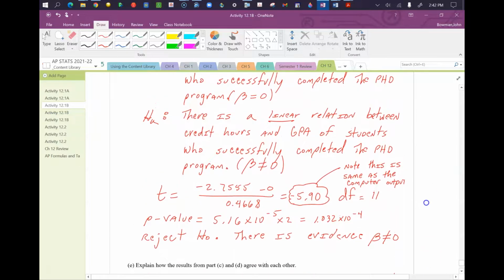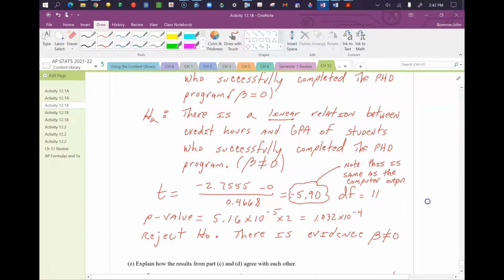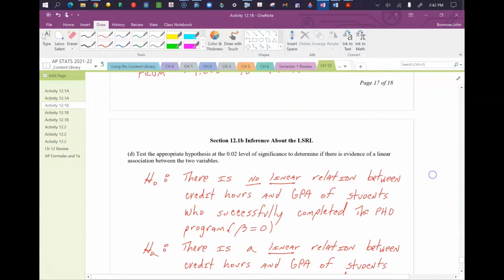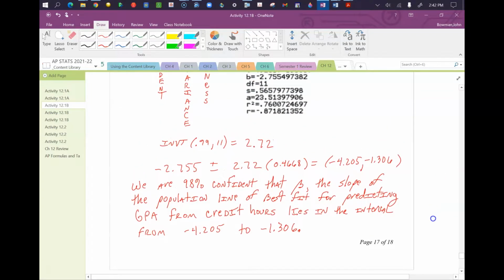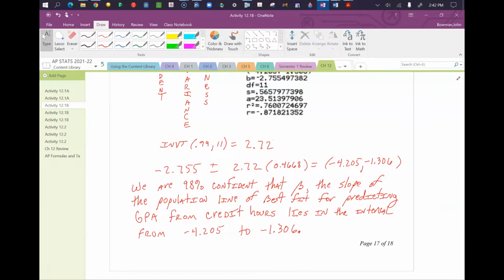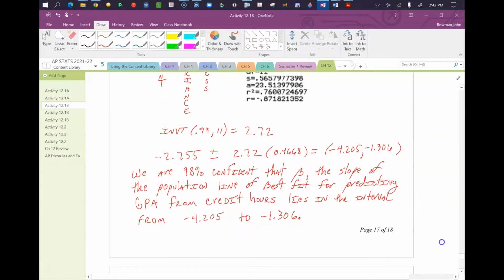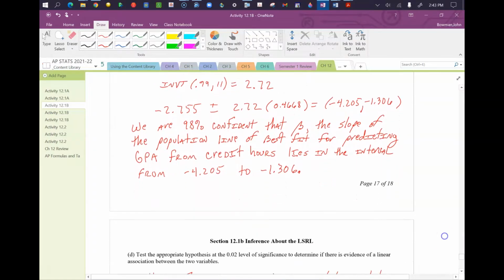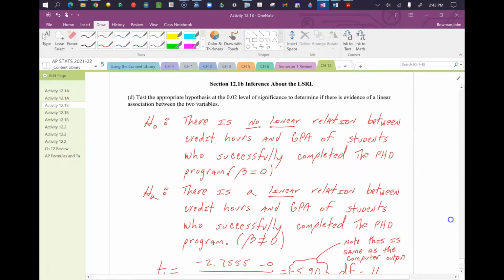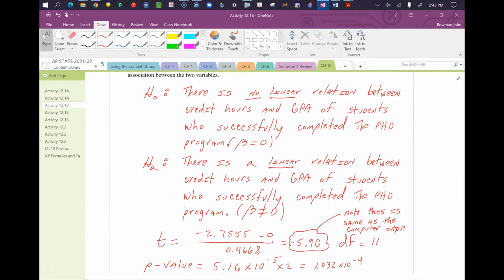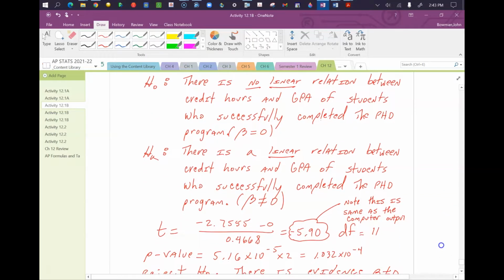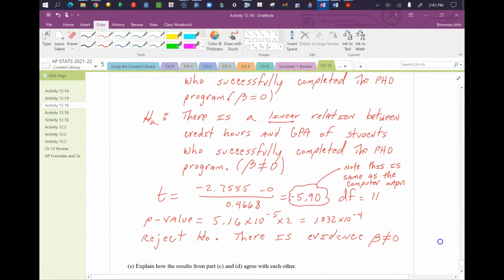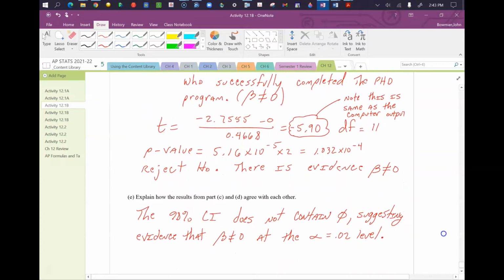And then the last question says, explain how the results from part C and D agree with each other. Well, if you recall, in part C, we got a confidence interval that did not contain 0, which is strong evidence that the population slope is not 0. And in our hypothesis test, we rejected the hypothesis that beta is 0. So we have strong evidence there that beta is not equal to 0 as well.